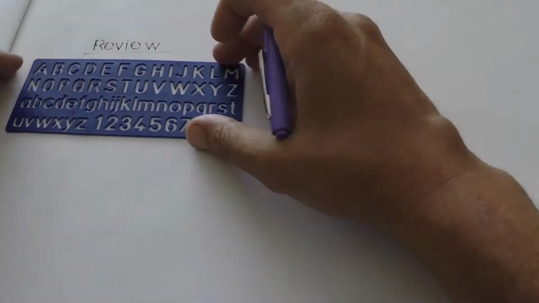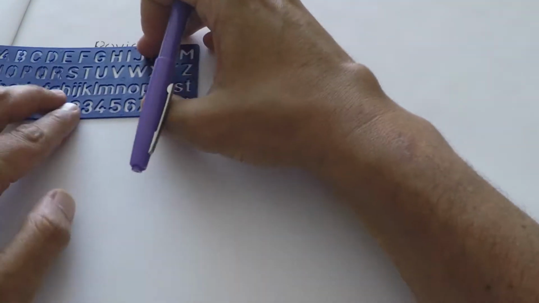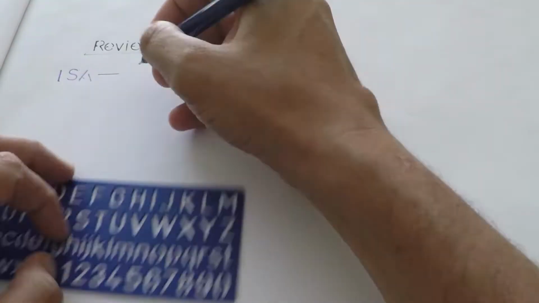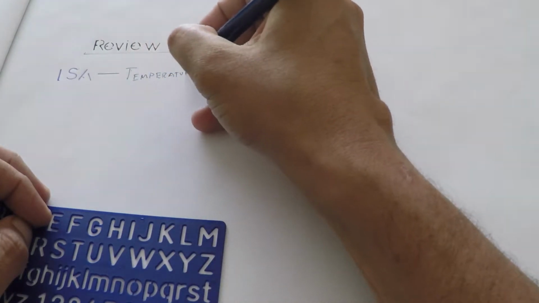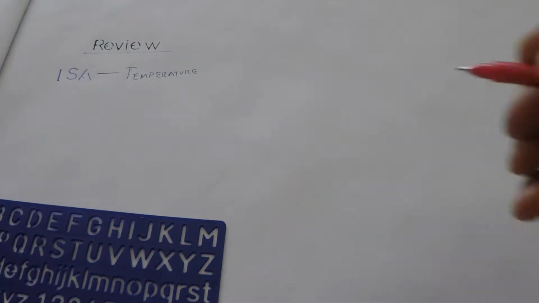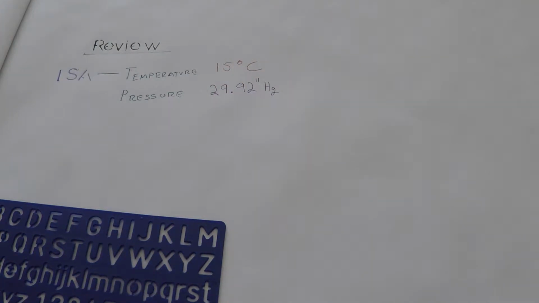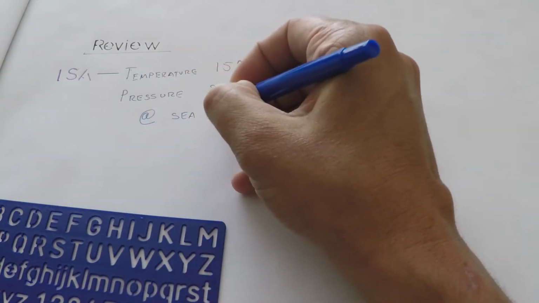All right, first thing we're going to do is review of the last video. We talked about the International Standard Atmosphere. That would have a temperature of 15 degrees Celsius, a pressure of 29.92 inches of mercury. That, of course, is at sea level.